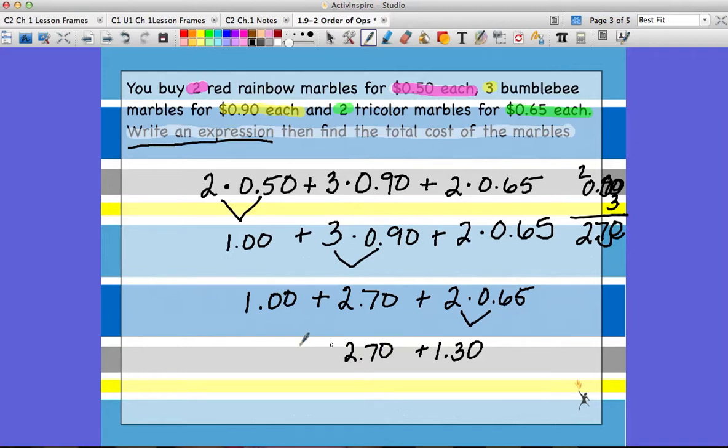And now I'm going to take the price of each marble and add it all together. So we took what you would typically do, and you would think, okay, take 2 times the 50 cents, that's $1. Take 3 times the 90 cents, that's $2.70. Take 2 times the 65 cents, that's $1.30. We took all that and made it into an expression. So here's our expression.